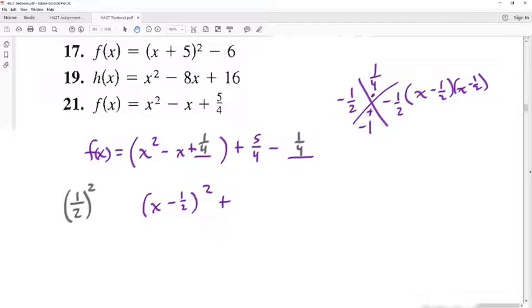Is everybody cool? Is everybody with me? Yeah? Okay, but you guys like the shortcut better, right? Yeah, of course you do. Because you just take the middle term, then divide it by 2, and then you put it down here. I like that. I like it a lot.